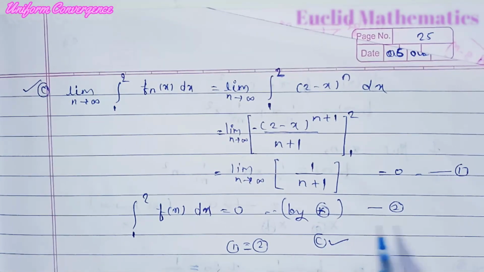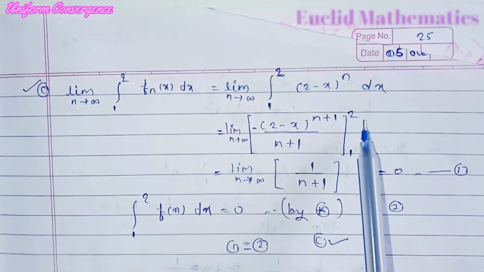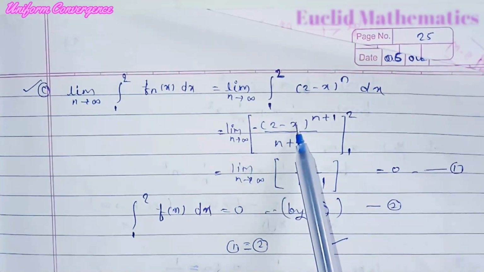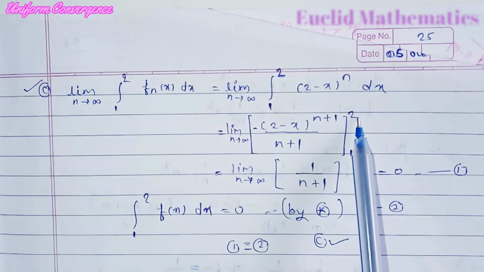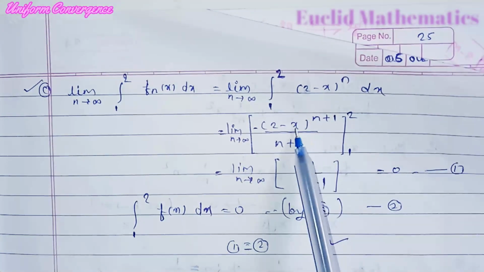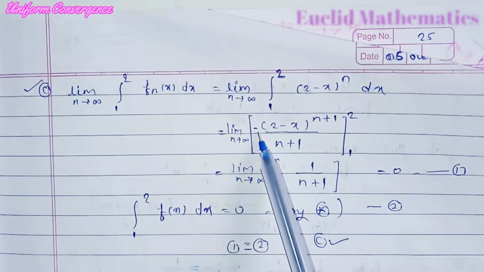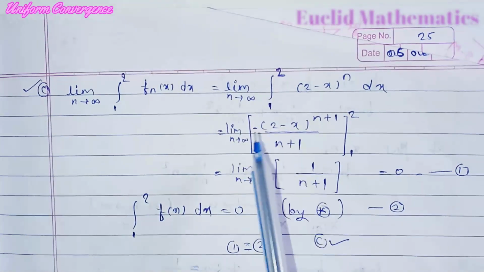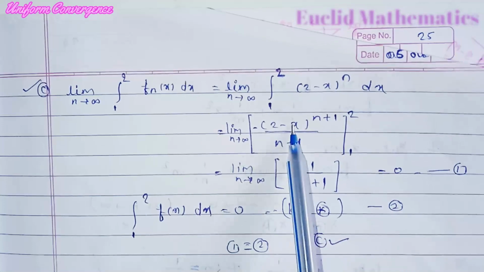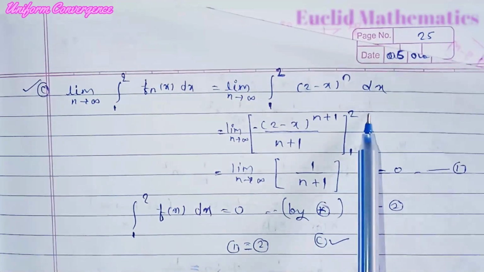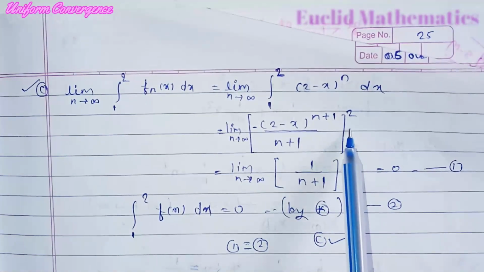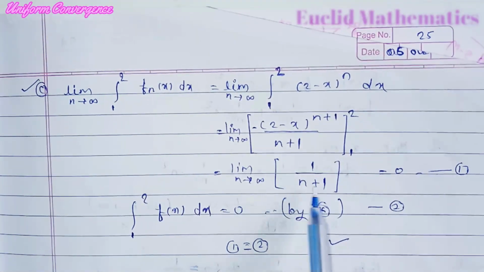For that, apply the endpoints. We integrate with respect to x, so we substitute the value of x as 2. Then 2 minus 2 is 0, so the first term gets to 0. Now the second term, minus of x equal to 1: minus minus gives plus, and 2 minus 1 is 1. 1 raised to n plus 1 always remains 1, and n plus 1 is in the denominator. This is the substitution of the limits in our integral. So limit n tends to infinity of 1 upon n plus 1.